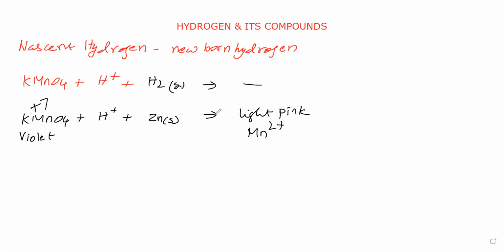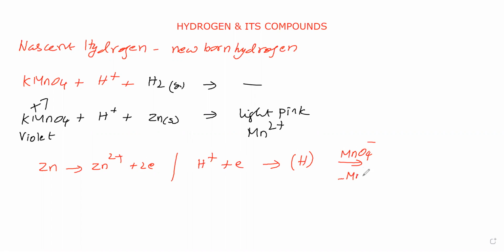That we will see. Now in this place, this zinc is undergoing oxidation to give zinc ion. These electrons are taken by H+. This H+ takes this electron and becomes hydrogen. This hydrogen converts permanganate into Mn2+, while this hydrogen becomes H+. That means hydrogen is donating electron and becomes H+. That electron is taken by Mn+7 and becomes Mn+2.